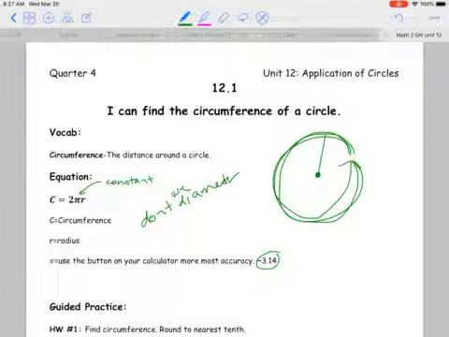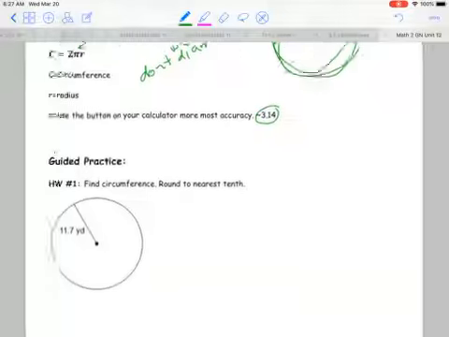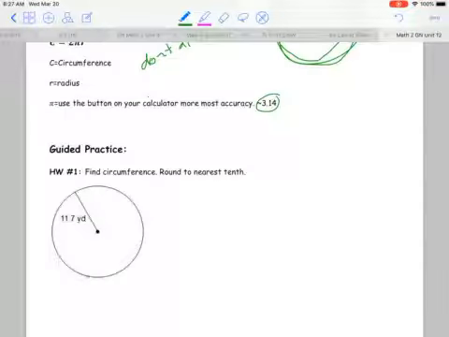That's the two things that could be tricky on this section. You're going to be finding circumference, or you're going to work backwards to find the radius, which is pretty easy in this one. So go ahead and try number 1. Pause the video and try it on your own, and then push play when you have the answer to check it.